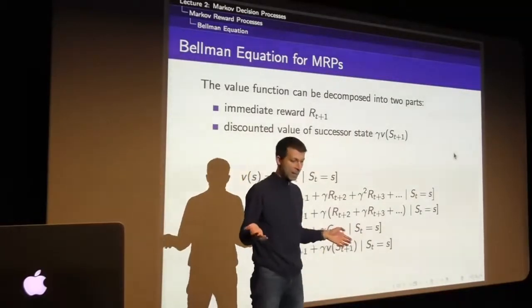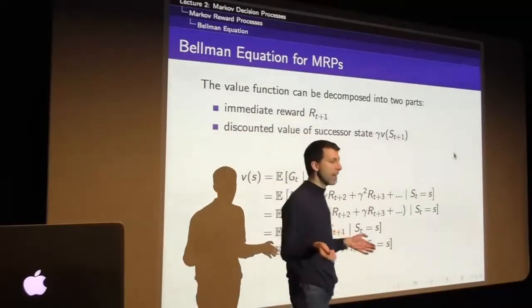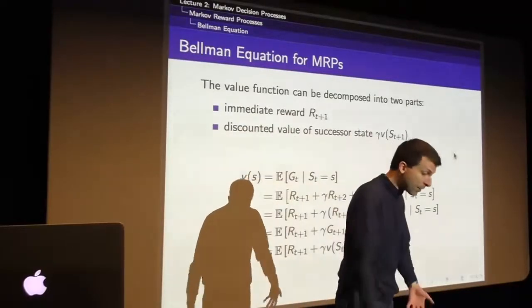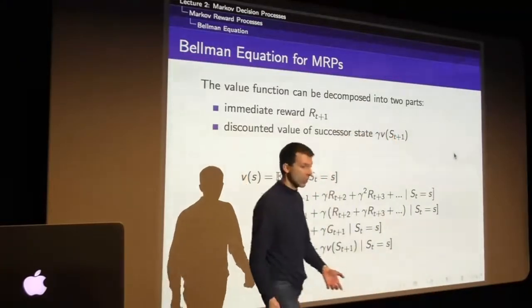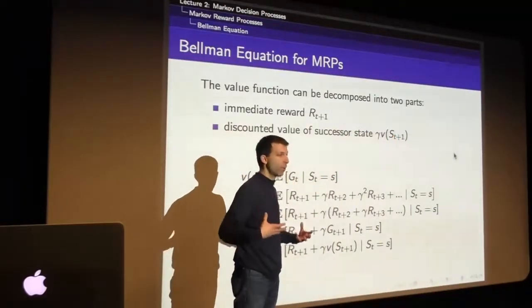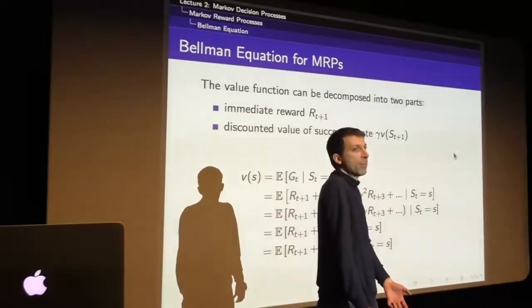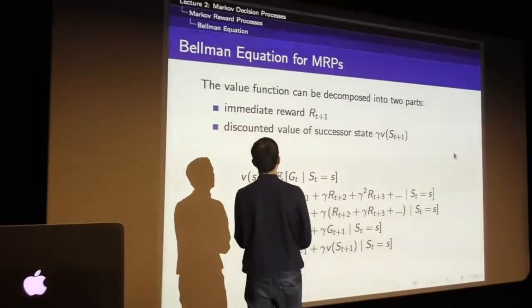If I'm a robot, I might get an immediate reward of like plus 10, but then I end up in this new state, and the question is, how good is it to be in this new state? And so the overall value function of being here is like my 10 points of immediate reward plus the value of where I ended up. And that's what the Bellman equation tells me.